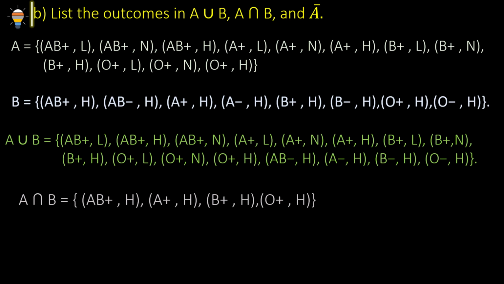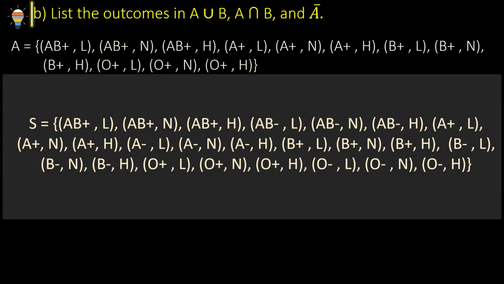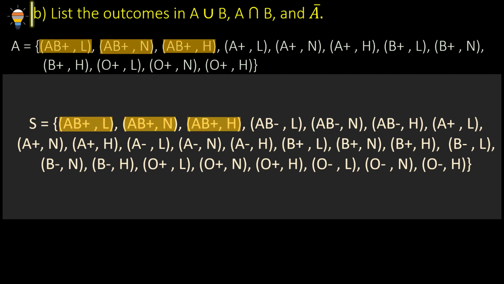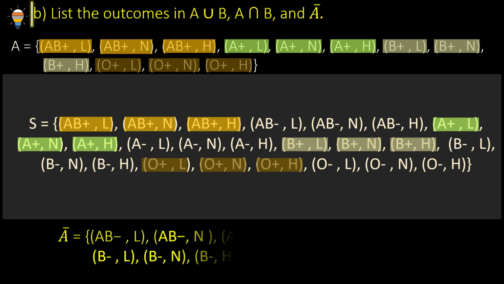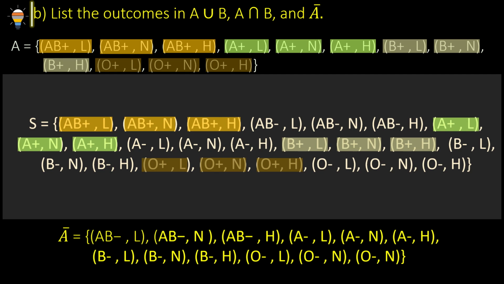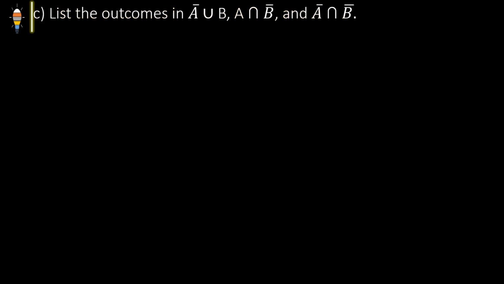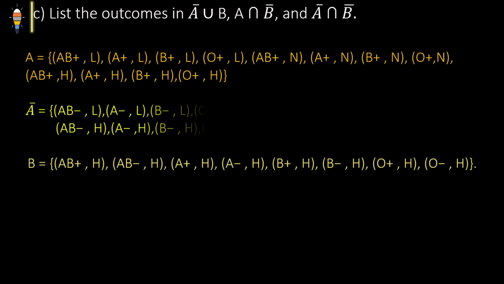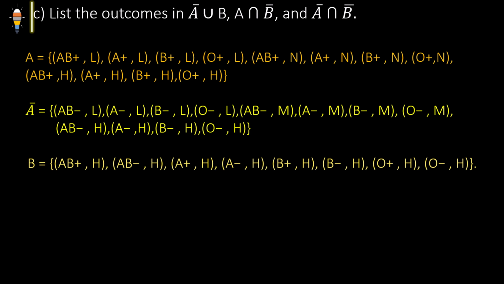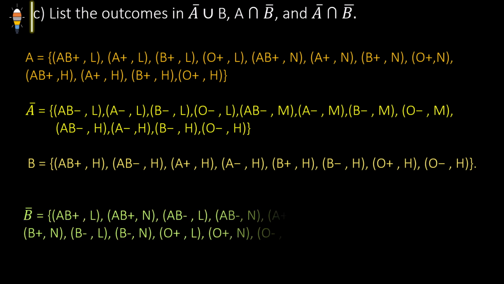Then we need to find the A complement. What is the A complement? To find the A complement, compare the event A and the sample space S. First, let me mark down all the elements of A. Then consider the sample space. Now what are the rest of the elements of the sample space? So that is the A complement. So you can write the elements of A complement like this. Now let me write down A and B. For this problem we need A complement, and we already know A complement. Similarly you can find the B complement as well.